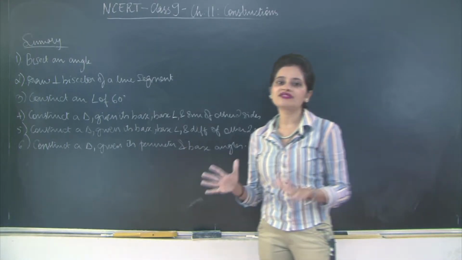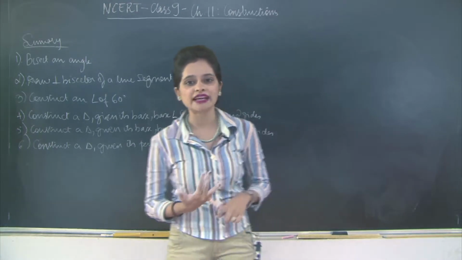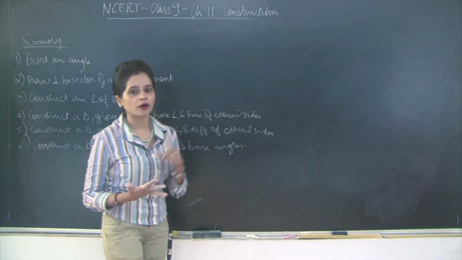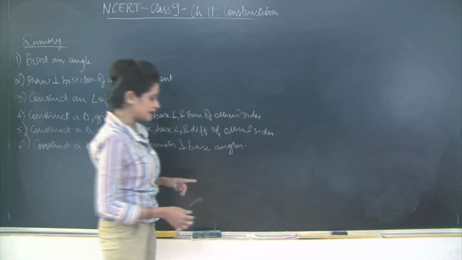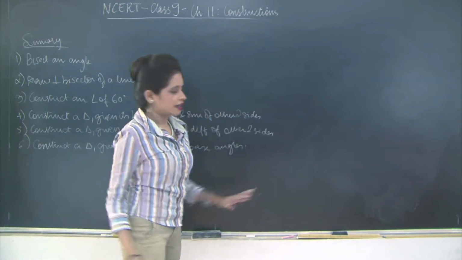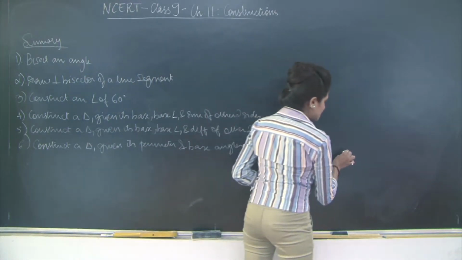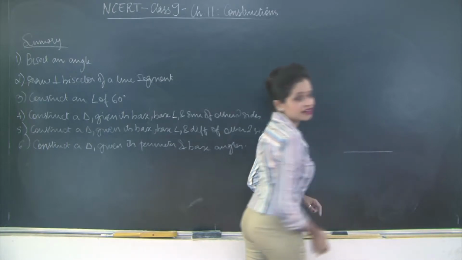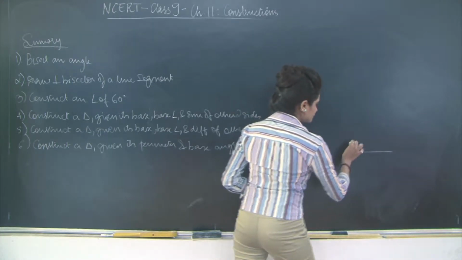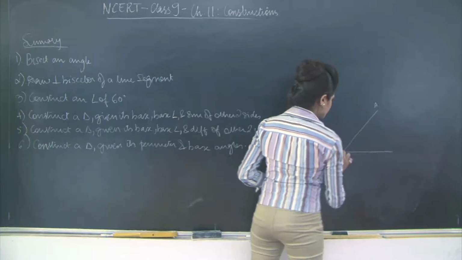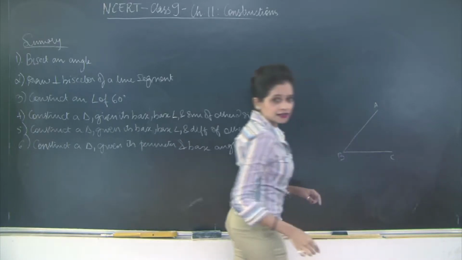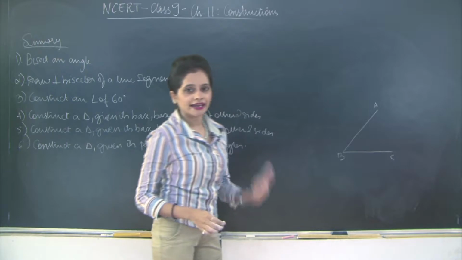So we know that we have different types of angles. One is acute angle, one is right angle, one is obtuse angle, and one is straight angle, right? So the way to draw the bisector is the same. Let's say if I have an acute angle ABC, right? So how do you draw the angle bisector?